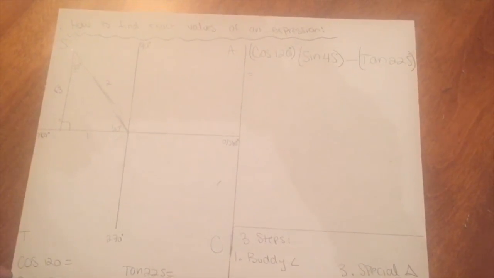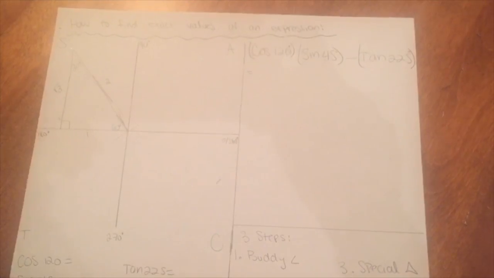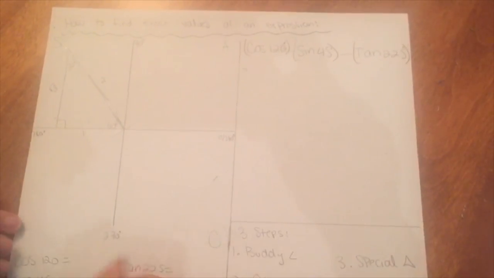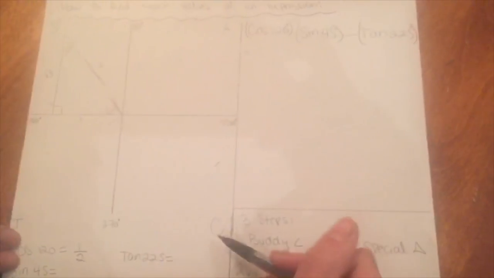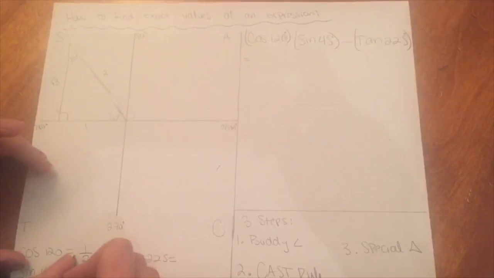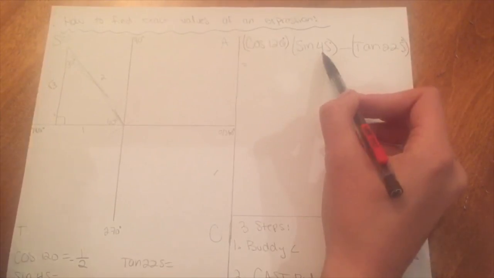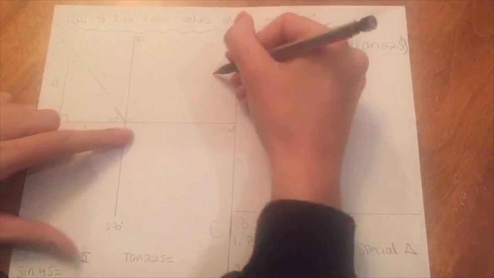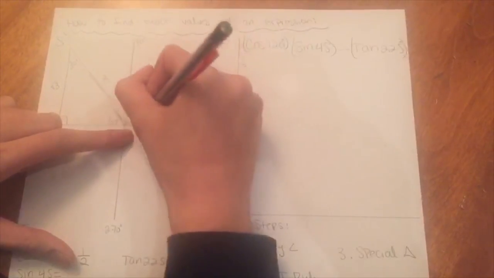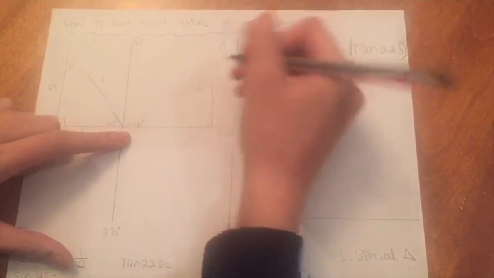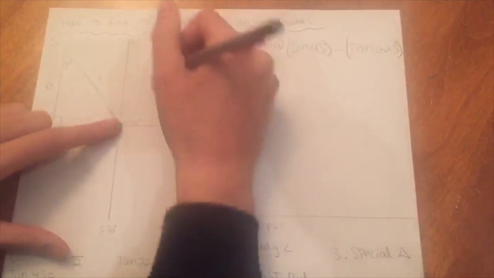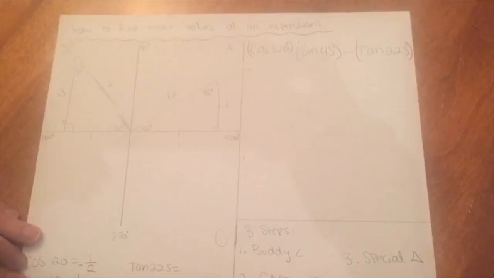So we can use cos, which is adjacent over hypotenuse, to get our value, which would be 1 over 2. And since this is in the second quadrant, when we use the cast rule, it would be negative. So it's negative 1 over 2. Then to find sine 45, we just locate 45 degrees, make a triangle to our x-axis. This is 45, this is 45. Each of these sides are 1, and then the hypotenuse is root 2. So then we can use SOHCAHTOA, and that will give us 1 over root 2.